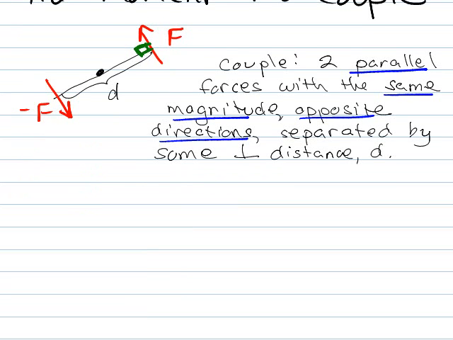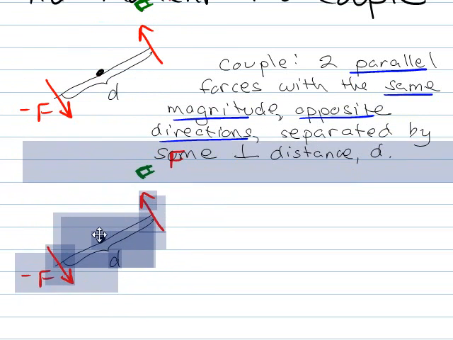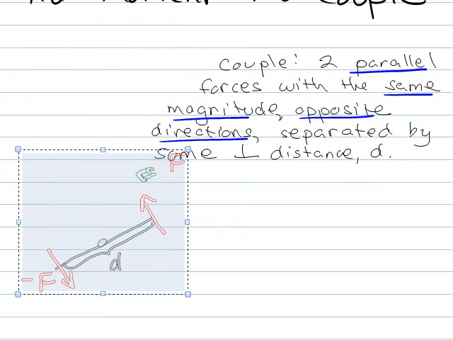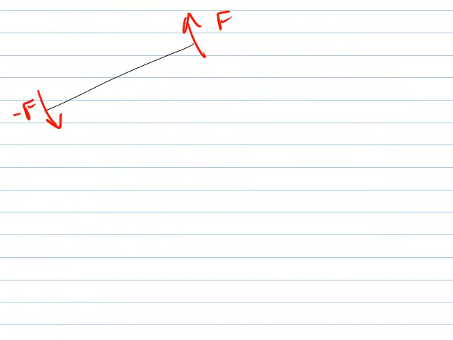So let's talk about this thing that's going on here. I'll draw him again. So I've got this little guy going on here, and here's my F, and here's my minus F. Now, I'm going to arbitrarily pick a point down here, and I'll call it point O.